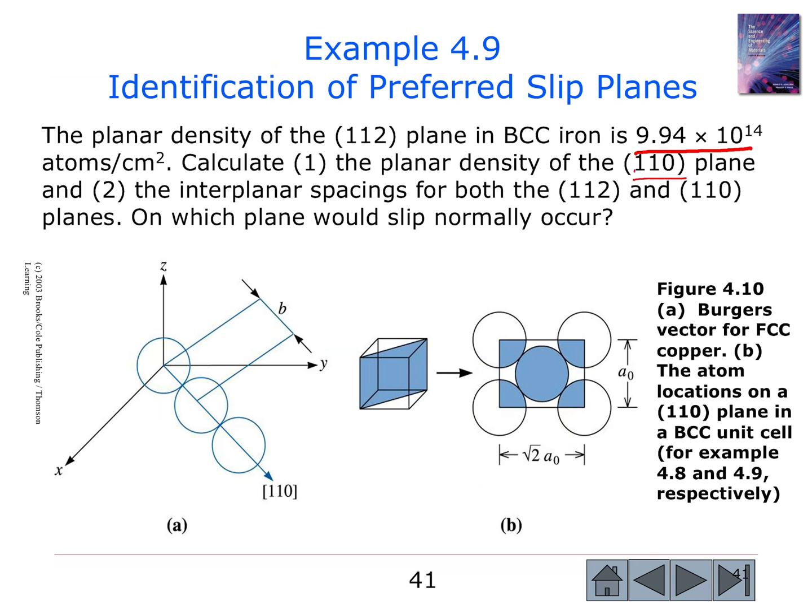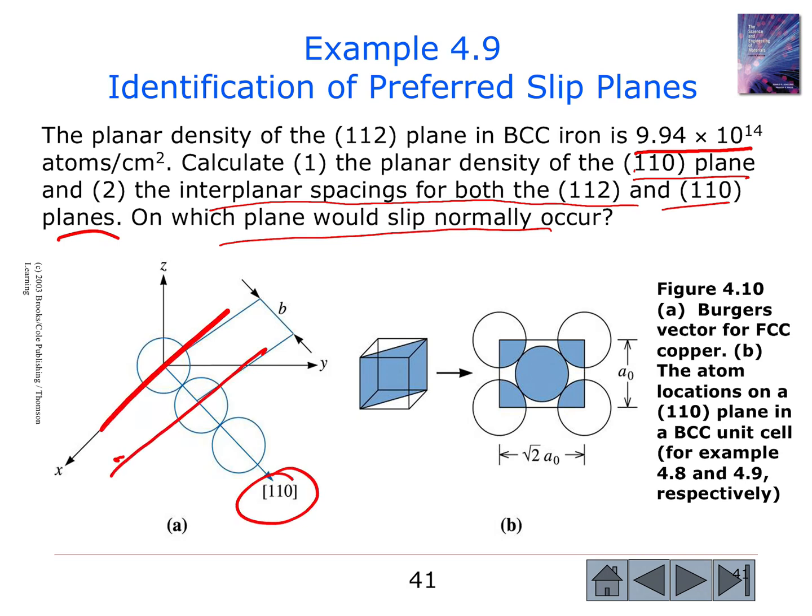So calculate the planar density of the 110 plane and the interplanar spacing of both the 112 and 110 planes, and determine on which plane slip would normally occur. So we are going to calculate the planar density for the 110 plane. If this direction is the 110 direction, then these planes are 110 planes. Why? Because they are perpendicular to this direction.